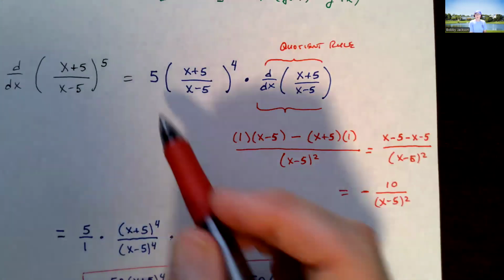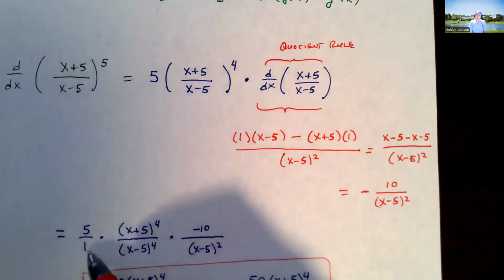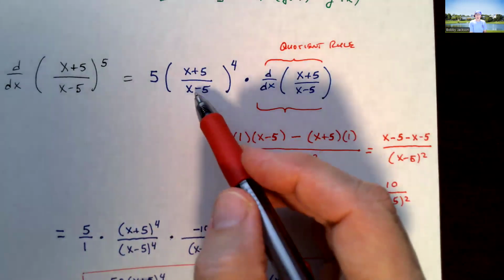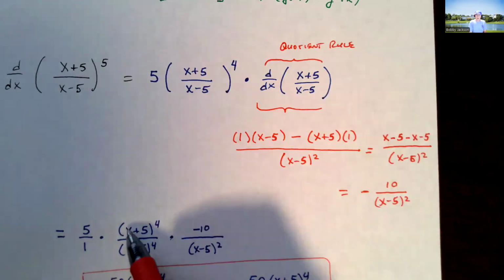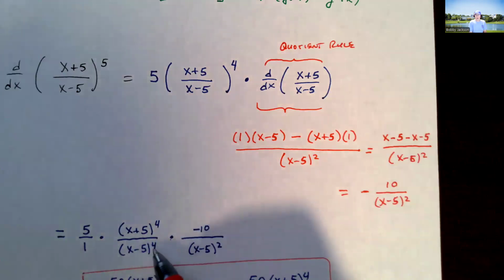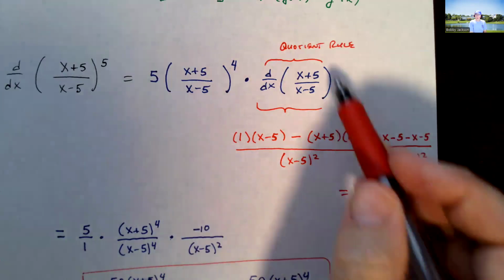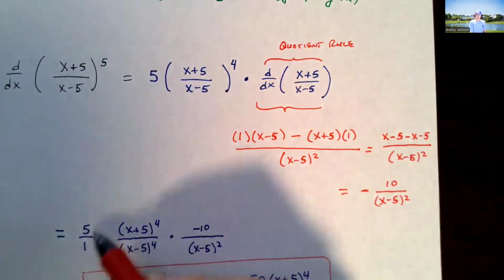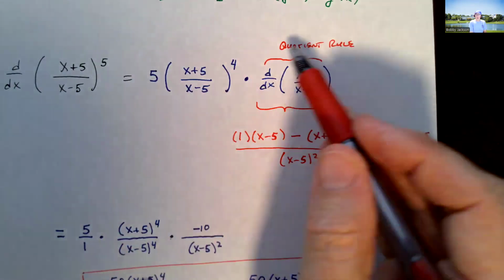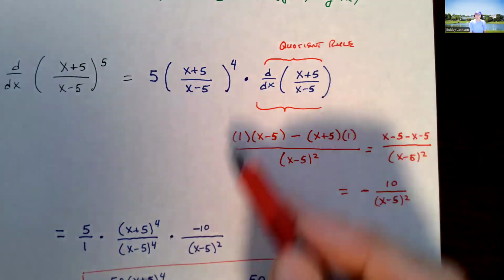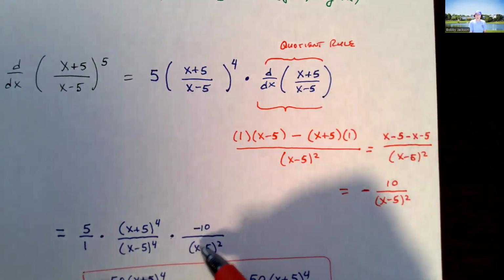And so here we have 5, which I'm going to write as 5 over 1, just to emphasize, because I'm going to write this in fraction form. And then x plus 5 over x minus 5 to the fourth, I can write as x plus 5 to the fourth divided by x minus 5 to the fourth. And then here's the derivative of that inner function we just calculated. So there's the 5, there's this part, and then the derivative by the quotient rule of the inner function. So this is our answer.